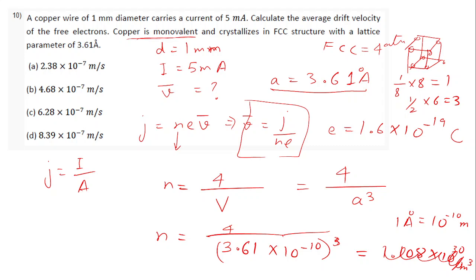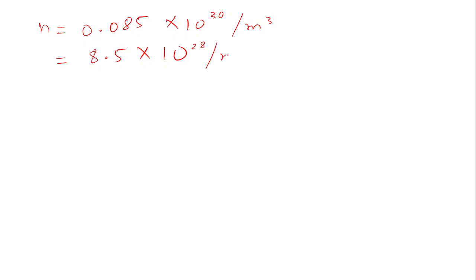3.61. Its cube will be 47 point something. So when I take 4 divided by that, n will be 0.085 times 10 to the power 30 electrons per unit volume, per meter cube. If I write it this way, it will be 10 to the power 28 electrons per meter cube. Okay, this is the charge density we calculated.